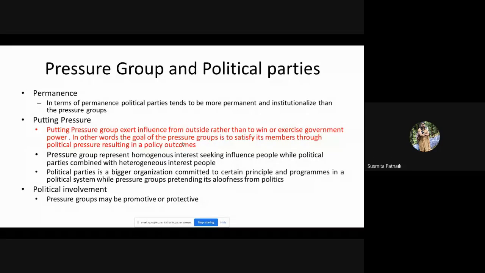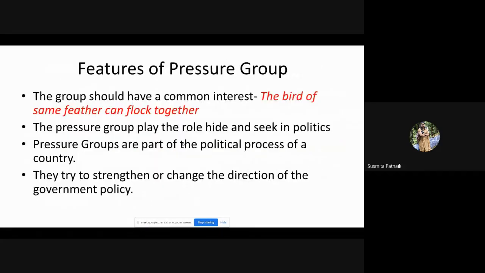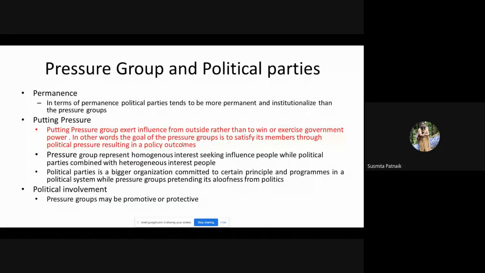Then in the case of political involvement, the pressure groups are two in category. One is called promotive, and the second is called protective. The group that promotes the members' interest is called a promotive group, and the group that protects the interest of the members is called a protective group. So as a student of comparative politics, we should know these basic differences between pressure groups and political parties.